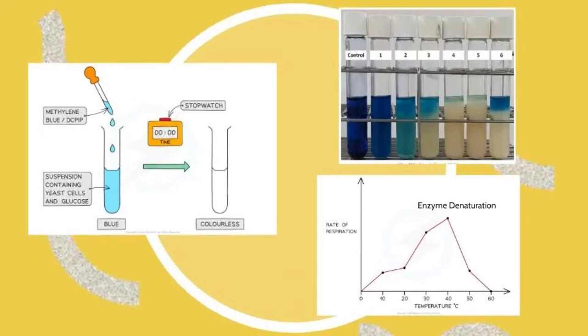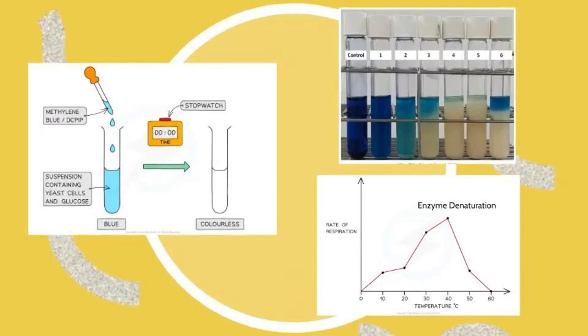So in terms of the apparatus and experimental design, we will need yeast, glucose solution, test tube, stopwatch, and the redox indicator, for example, DCPIP. And I'll just go through the method.